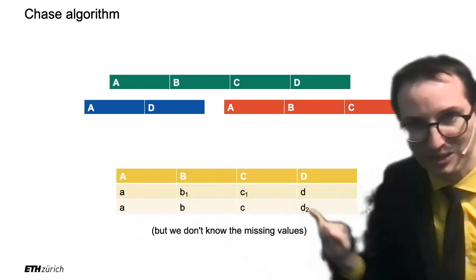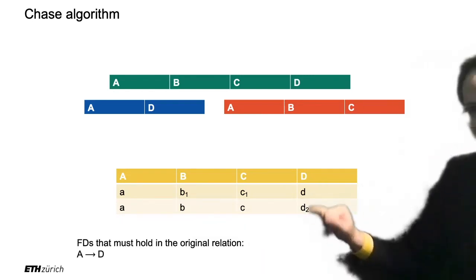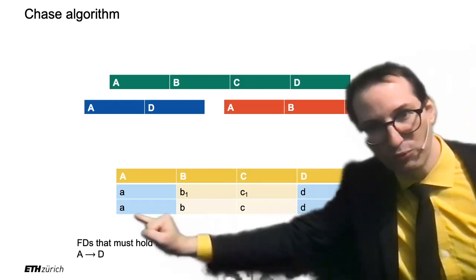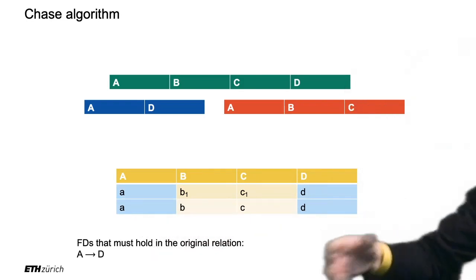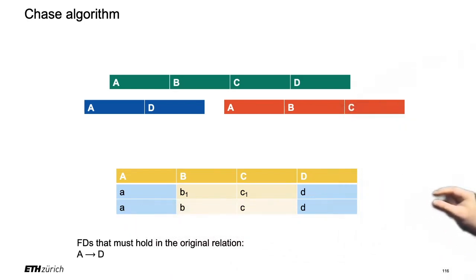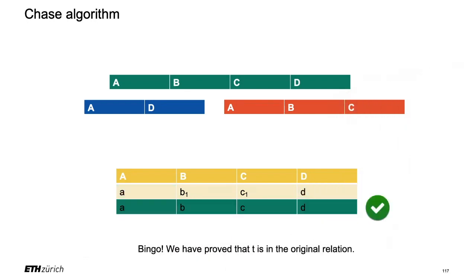We use functional dependencies in order to try to remove the subscripts here. And we hit the jackpot if we get, it's literally a bingo, right? You really try to get everything on the same line. This is literally what this is about. And so here we have a line with everything. So we won. We proved that T is in the original relation.